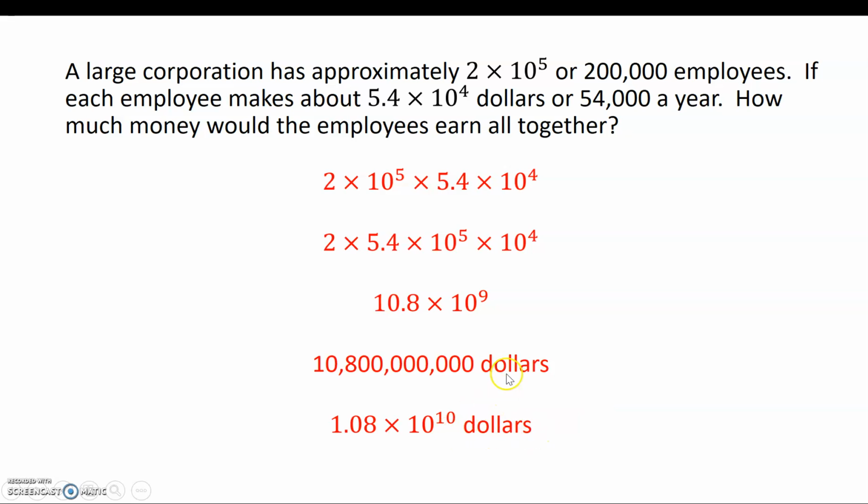And I know sometimes people ask me, what if you gave the standard form instead of the scientific notation? Either of those two answers really should be acceptable because they don't say to put your answer in scientific notation or to put it in standard form.